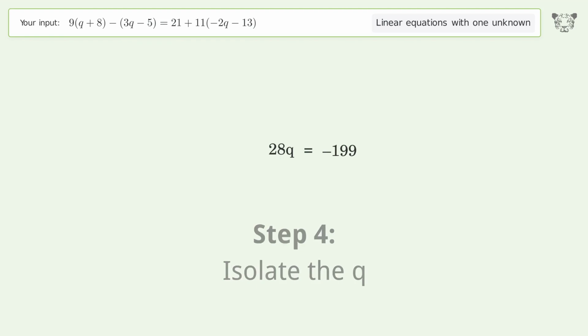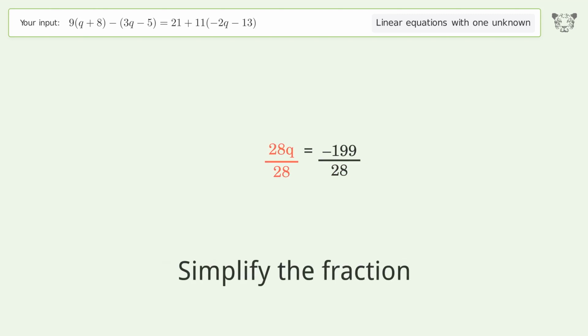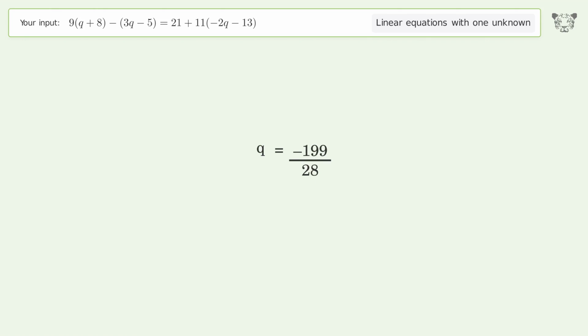Isolate the q. Divide both sides by 28. Simplify the fraction. And so the final result is q equals negative 199/28.